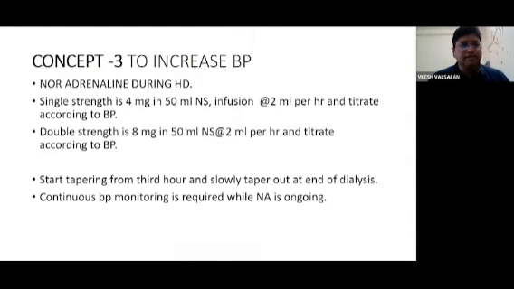Concept number 3 is how to increase blood pressure when there is hypotension in the unit. What are the other measures? So one concept is giving noradrenaline, that is, the use of inotropic support. If you have tried all the basic measures and your blood pressure is still on the lower side, you can use inotropic support like noradrenaline, which comes in a single strength or double strength.